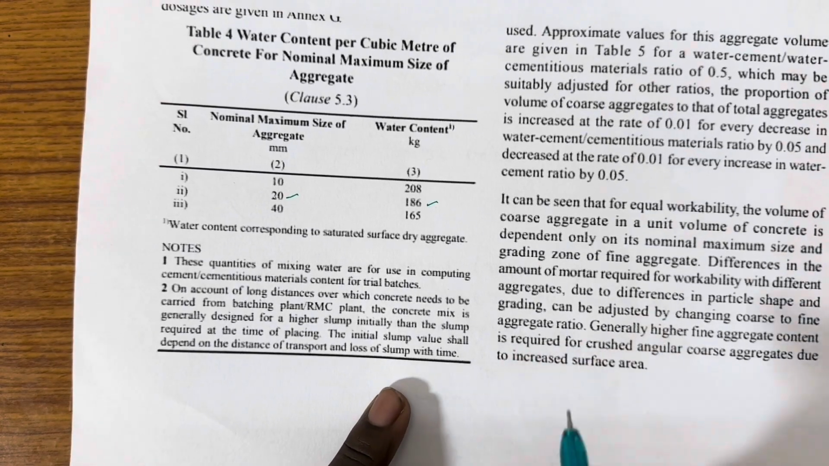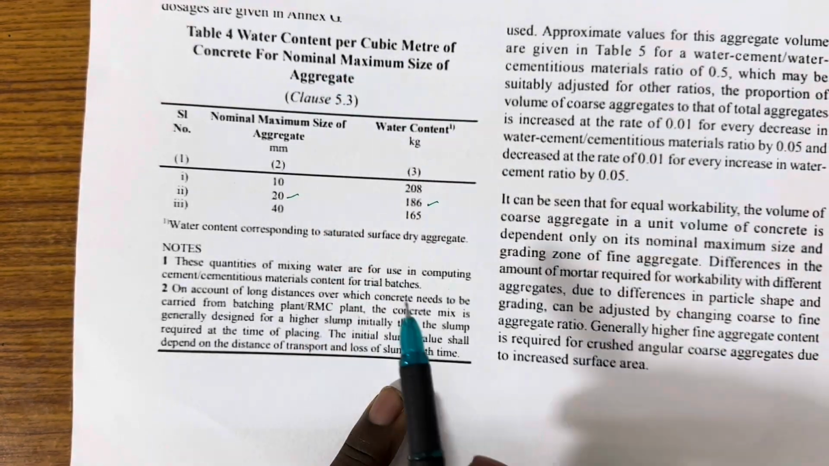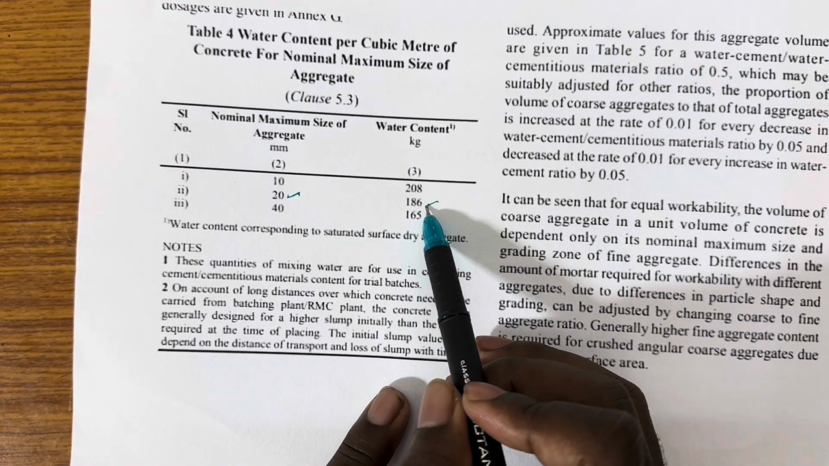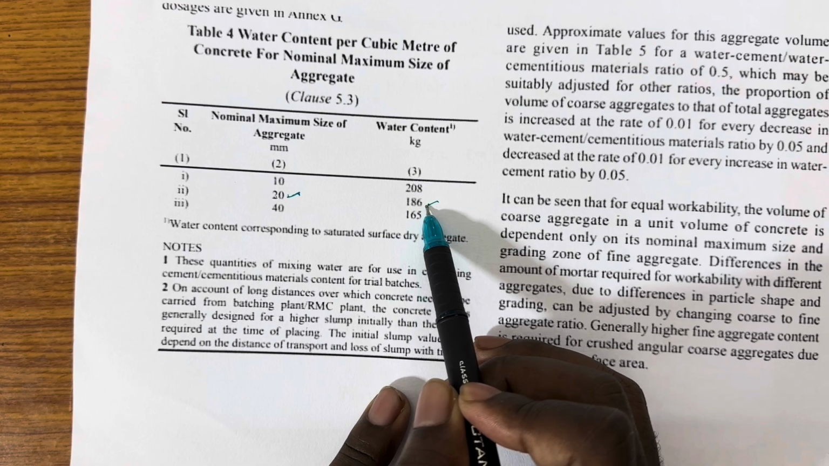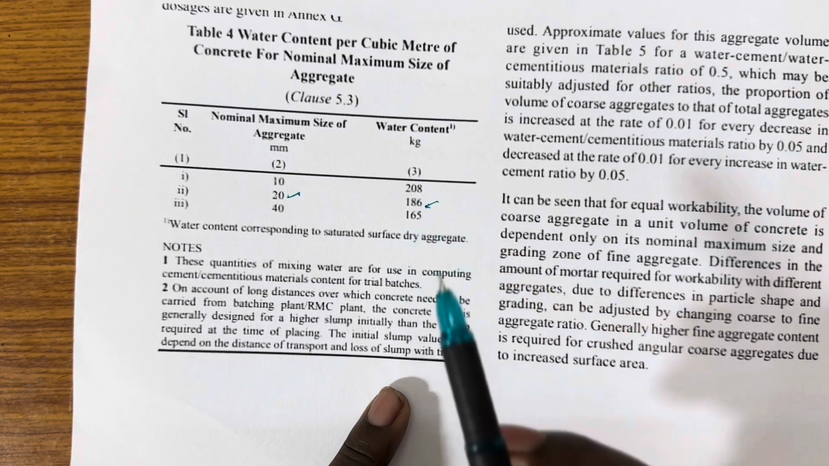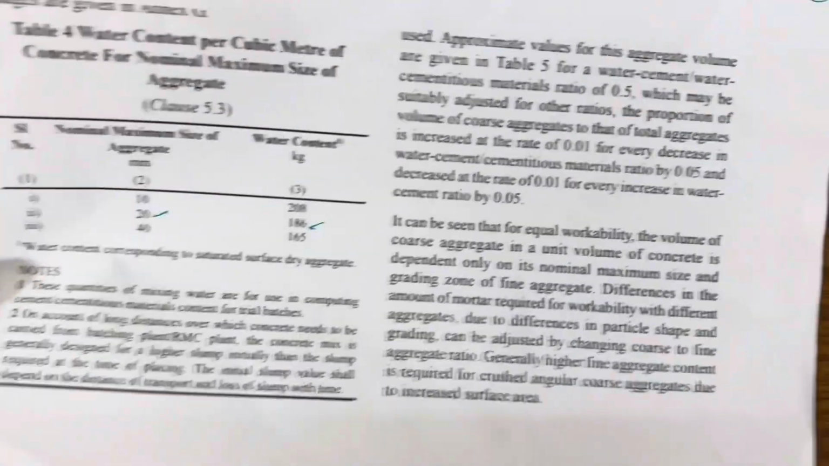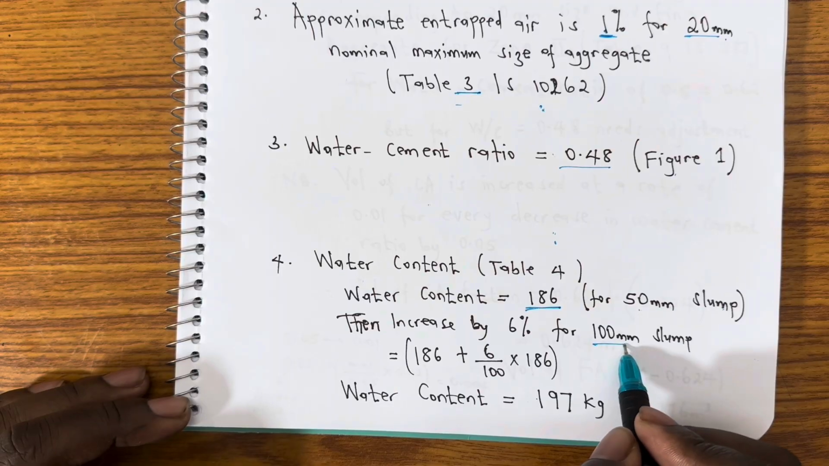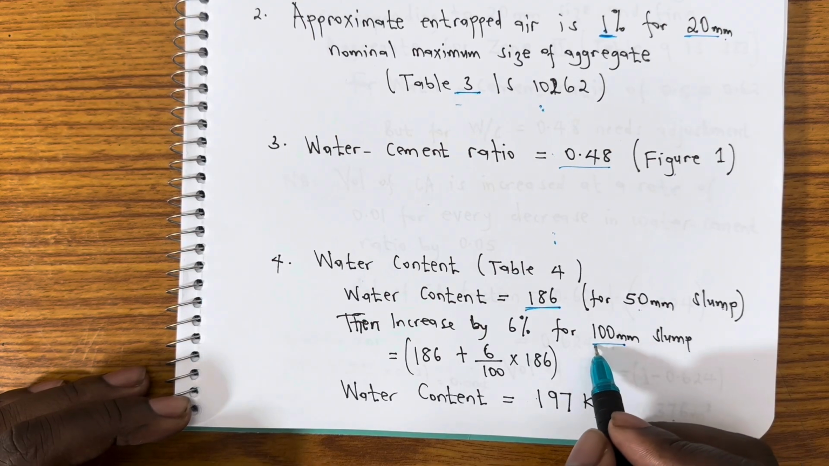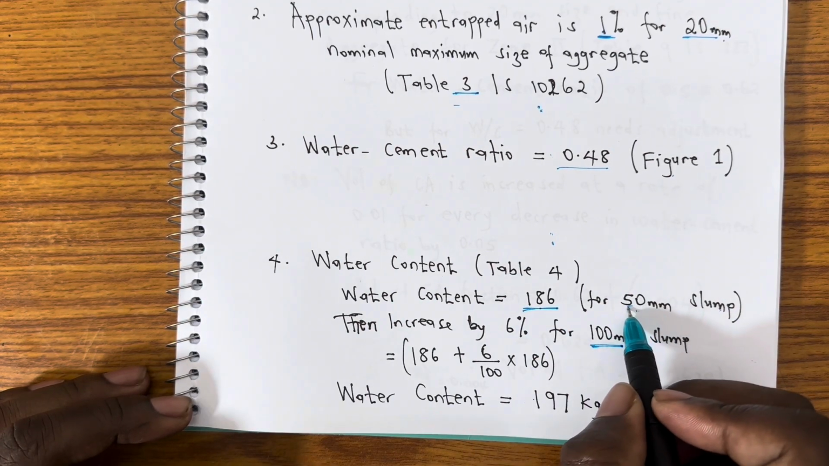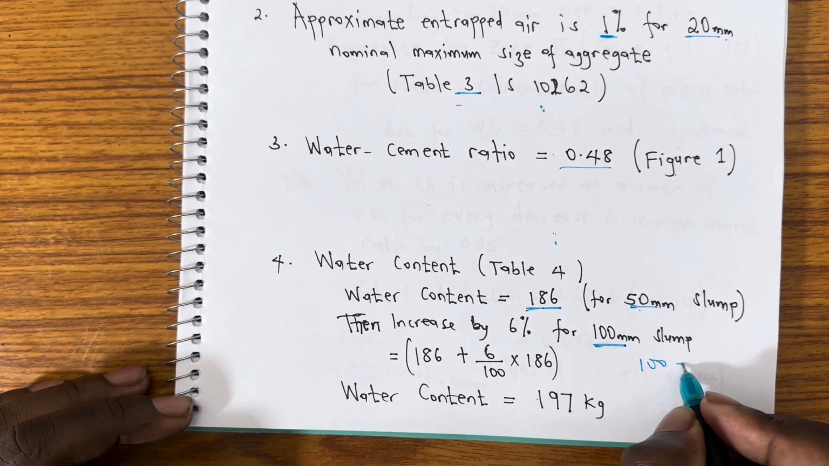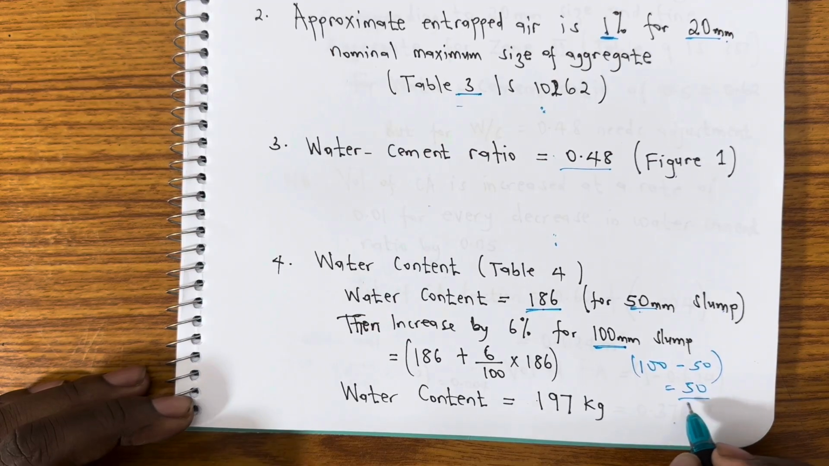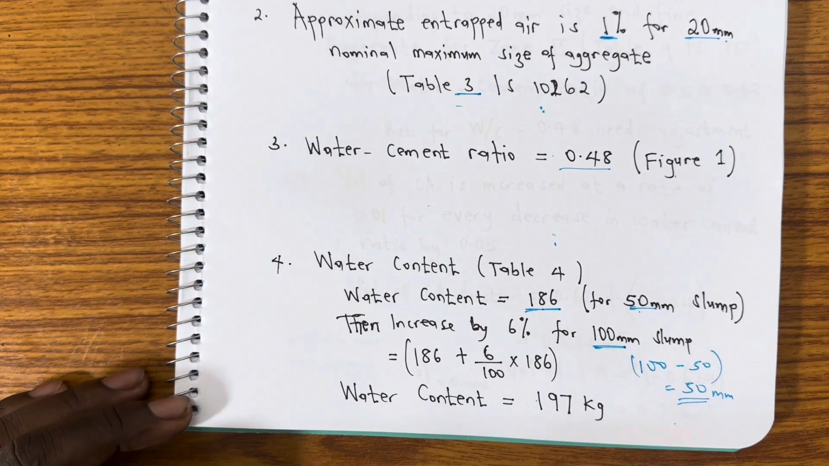This is the table, water content per cubic meter. So the nominal size is 20 and the water content is 186 kilogram. Remember, it is per cubic meter. Since we have obtained that, what brings the difference is that in this case we're using a slump of 100, not 75. Since this 186 is only for 50 slump, 100 minus 50 will give us 50 extra. So there is 50 more that needs to be accounted for.